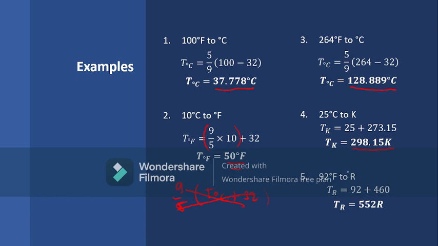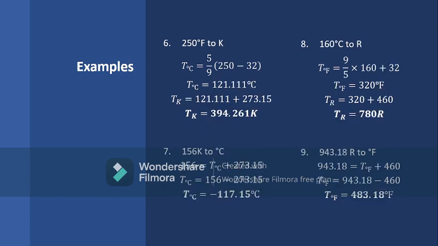So, 92 degrees Fahrenheit to Rankine. So, just add 460 sa 92. We will have 552 Rankine. Then, next. So, 250 Fahrenheit to Kelvin. So, there's no direct conversion from degrees Fahrenheit to Kelvin. So, gawin natin degrees Fahrenheit to degrees Celsius, then degrees Celsius to Kelvin. So, convert na natin from degrees Fahrenheit to Celsius. So, ito yung formula. So, we will have 121.111 degrees C. Then, add 273.15 para maging Kelvin siya. So, we will have 394.261 Kelvin.